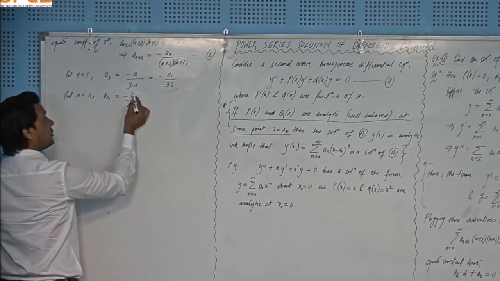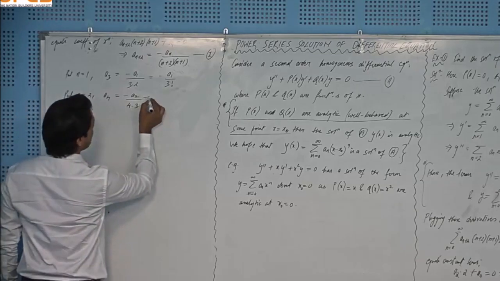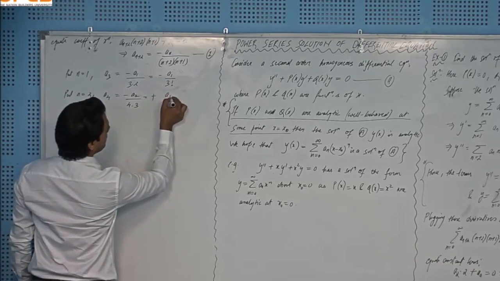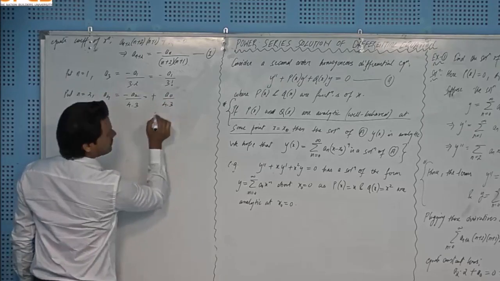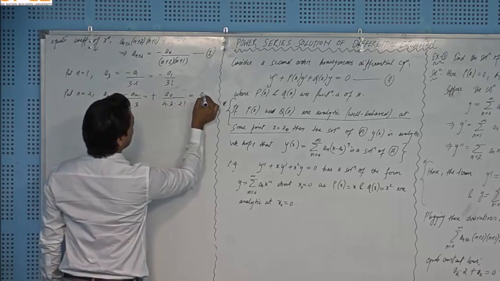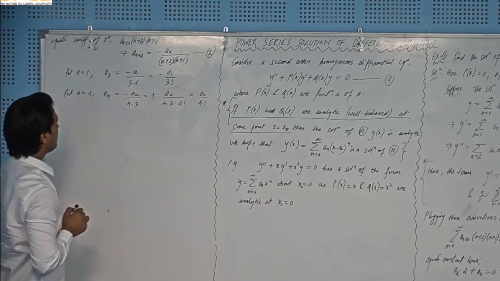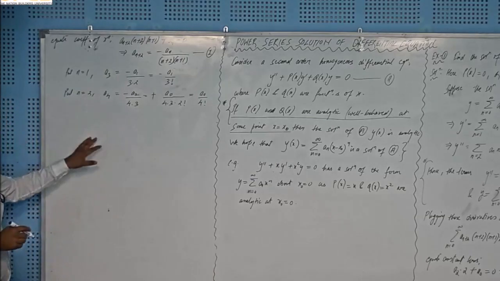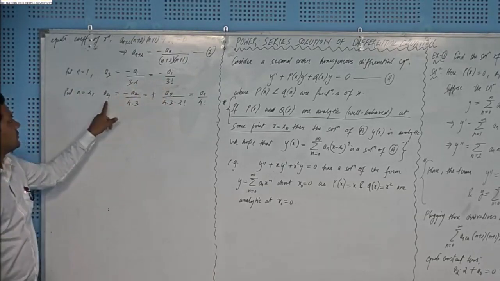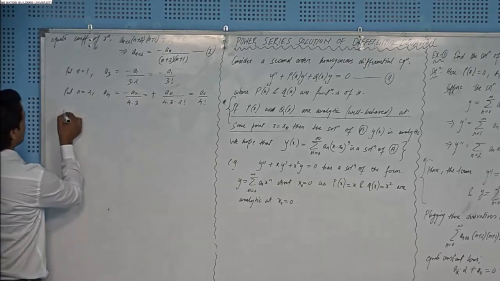And A2 is already obtained there, you should use that value. A2 is actually how much? Minus, so that will become plus A0 over 4 times 3, and that was actually 2 factorial. So ultimately that will become A0 over 4 factorial, right? Okay. Now you can see the pattern, right? A3 was equal to minus A1 by 3 factorial, A4 was equal to A0 over 4 factorial, and so on. I will write few more terms.